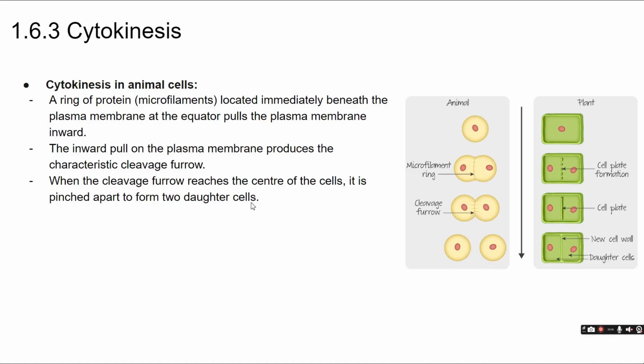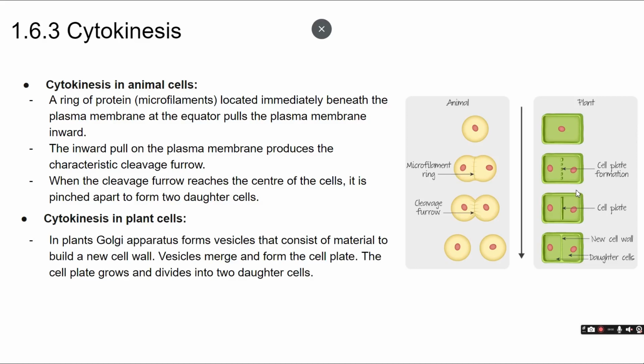You're also going to have to know this process. So cytokinesis in plant cells is a little bit different. In plant cells, the Golgi apparatus forms vesicles that consist of material to build a new cell wall. So these vesicles merge and form the cell plate. You see here the cell plate is forming. These are all formed by vesicles, and the cell plate grows and divides into two completely separate daughter cells.